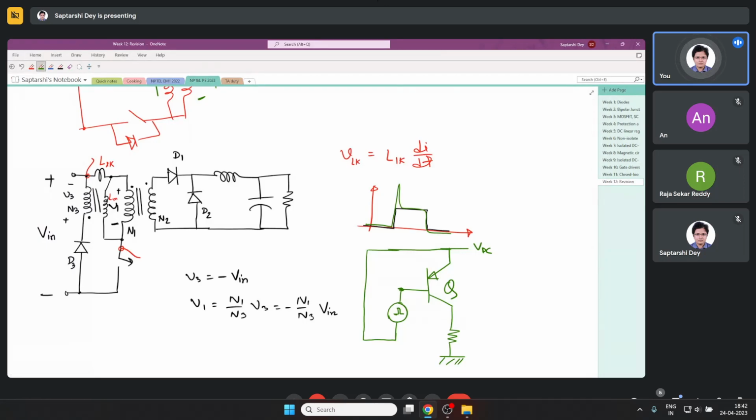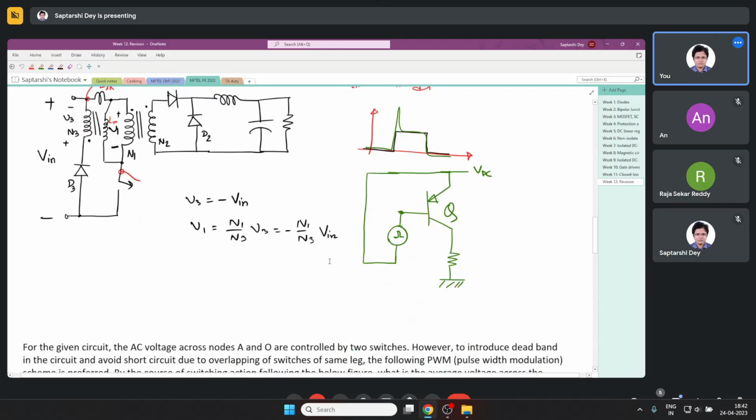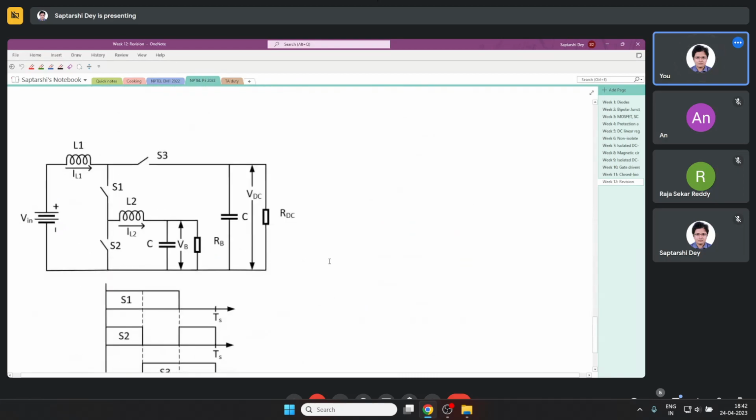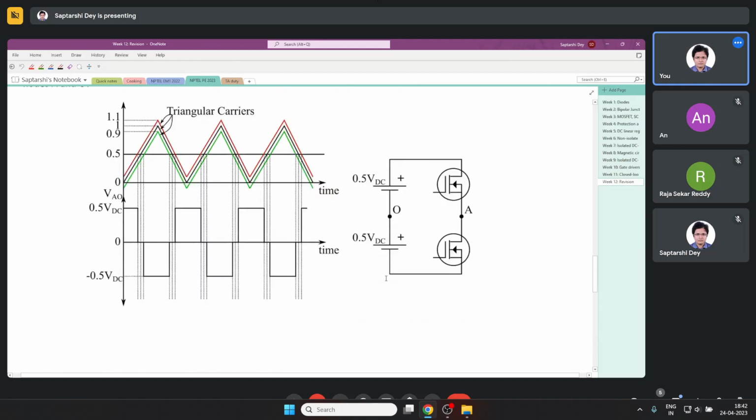Inside physics, if you want to know, you have to read electronics books, like Sedra and Smith. But that is not required in power electronics converters at least. Okay, if not anything else, I'm planning to discuss this today.